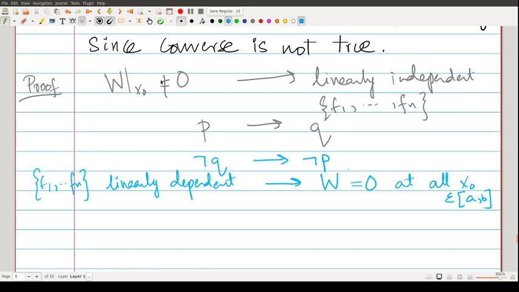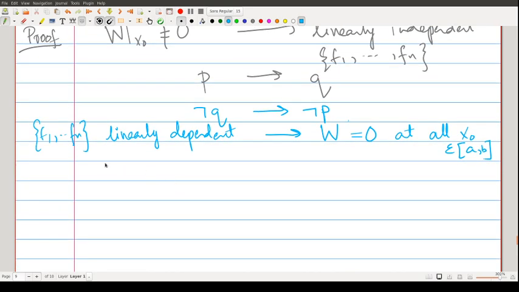Because this was saying that the Wronskian is non-zero at some x naught, the negation of that statement would be that the Wronskian is 0 at all x. There is no such x naught at which the Wronskian is non-zero. And so how do we prove this?